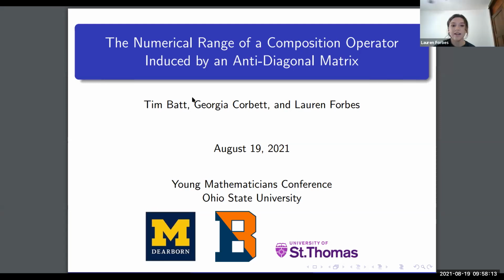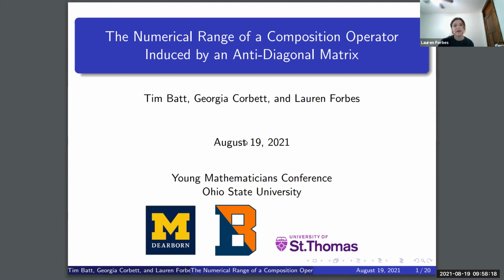All right. Hi, everyone. We're going to be presenting our research and findings from the RU we participated in earlier this summer with the University of Michigan-Dearborn. So our topic is the numerical range of a composition operator induced by an anti-diagonal matrix.